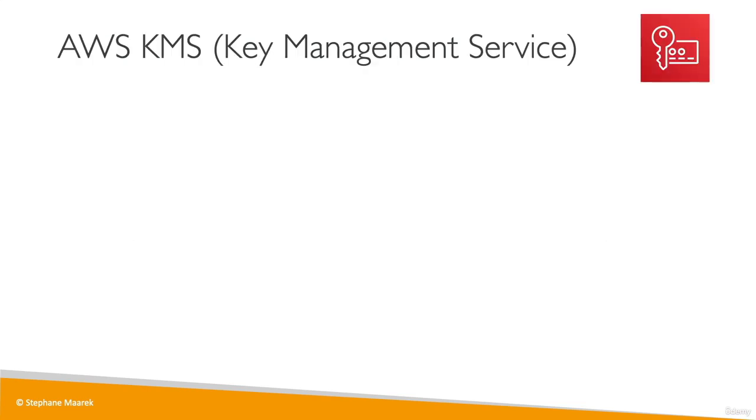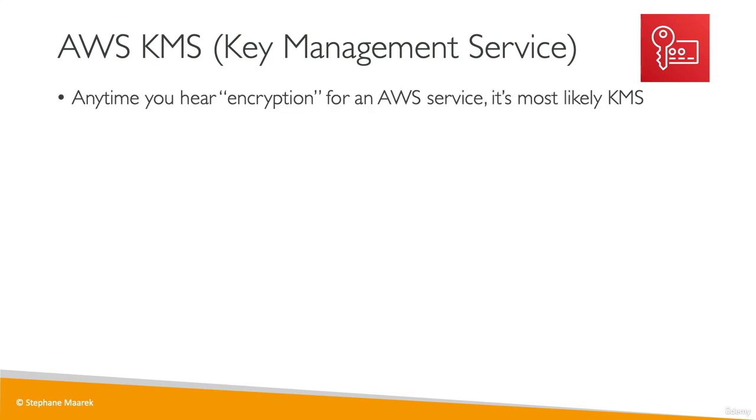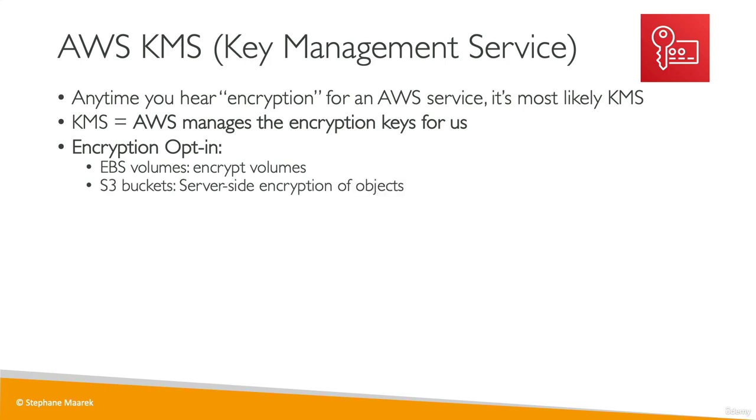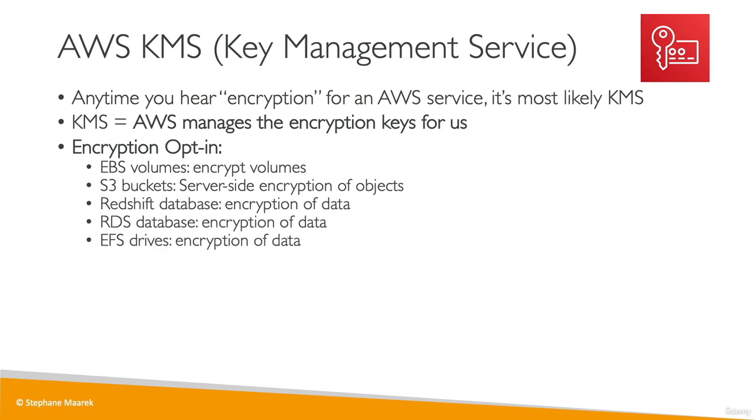So the encryption service at the center of AWS is called KMS, Key Management Service. So anytime you hear encryption for a service, it's most likely going to be KMS. With KMS, we don't have access to the keys. AWS will manage the keys for us, and we just define who can access these keys. So there is an opt-in for encryption. For example, for your EBS volumes, you can choose to encrypt them with KMS. For your S3 buckets, you also have the option to do server-side encryption of objects. For Redshift databases, you can encrypt your database. For RDS, the same thing. For EFS, you can encrypt your files.